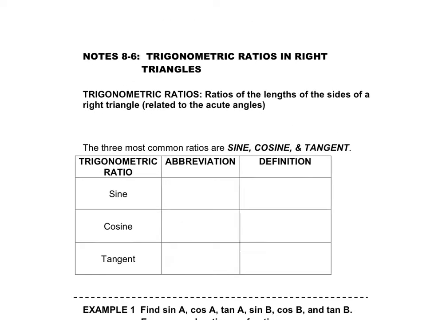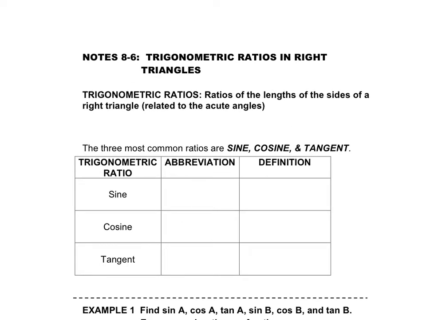All right, guys, so we are doing these notes in class, but I'm going to put them up here just in case anyone needs any help. So this is our trig day, and trig works in right triangles. So we're going to talk about the ratios of the lengths of sides of a right triangle that are related to the acute angles, not the 90-degree angle.